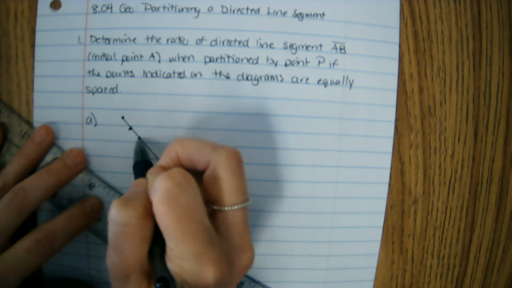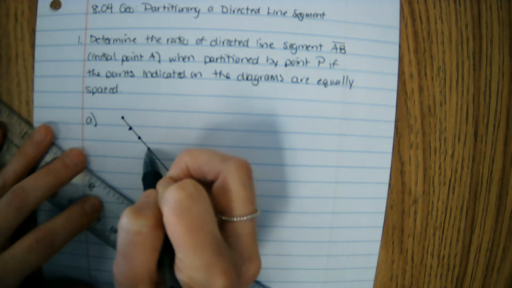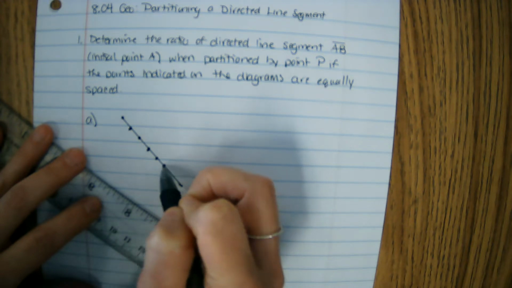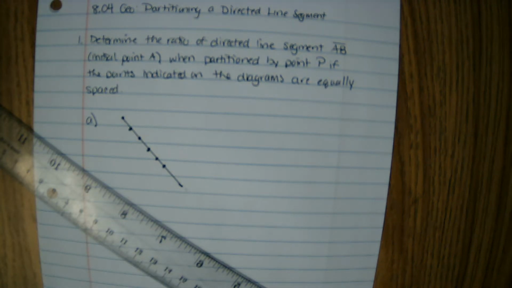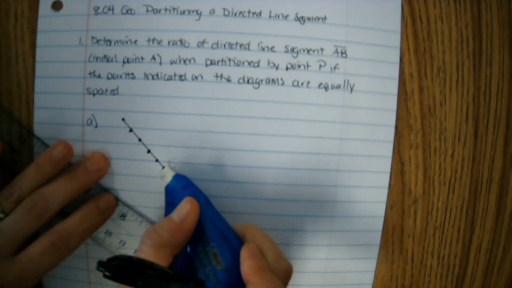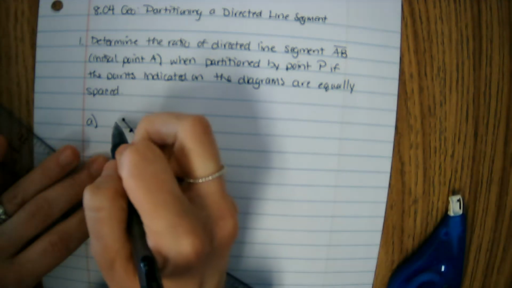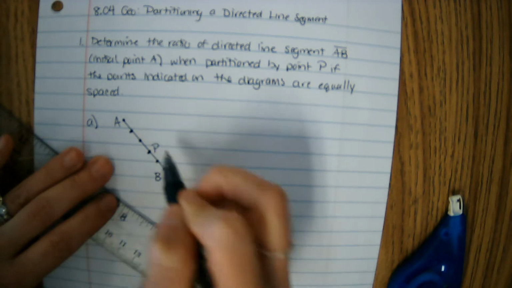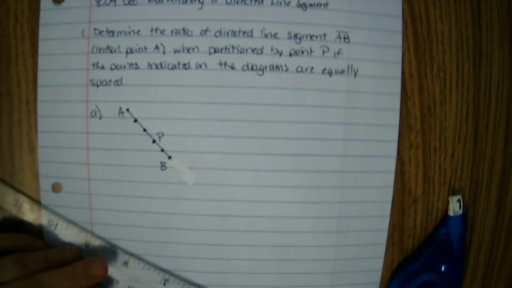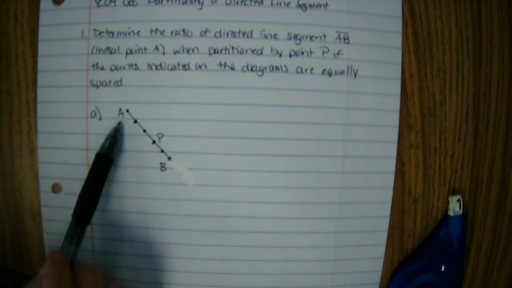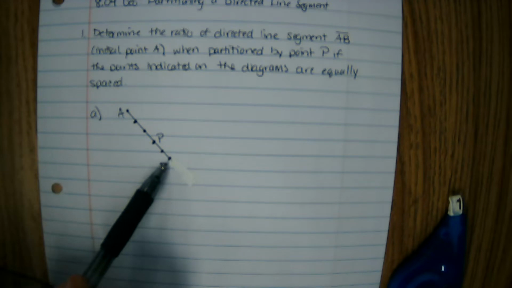1, 2, 3, 4, 5. I made it a little long. Let's take this off. So this is A, and this is point B, and this is P. All right, so looking at this segment, determine the ratio of the directed line segment from point A and when P is partitioning this segment.